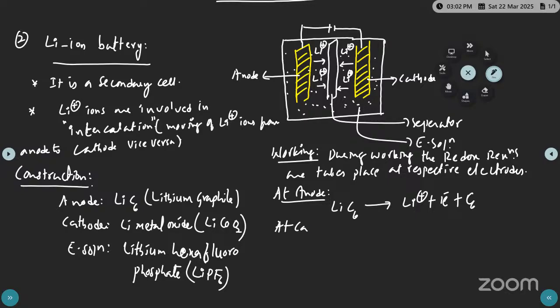At the cathode, cobalt oxide undergoes the reduction reaction in the presence of lithium ion, gains 1 electron, and produces lithium cobalt oxide. This is the reduction reaction. And write the net reaction.